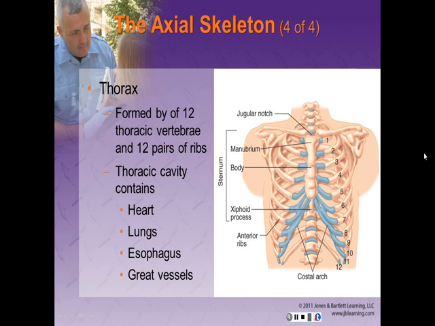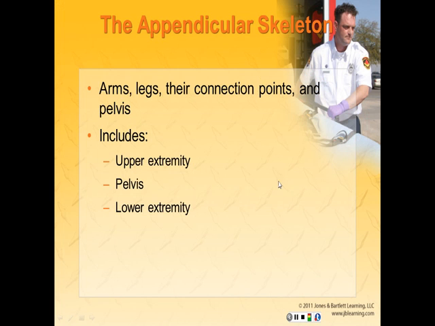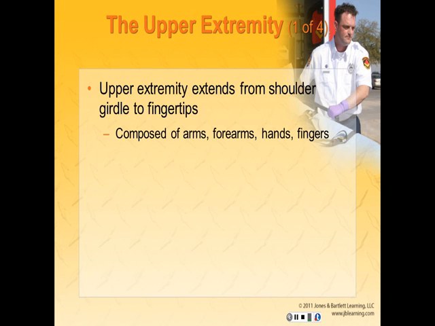The next section is the appendicular skeleton, which consists of the arms, the legs, their connection points, and the pelvis. It includes the upper extremities, the pelvis, and lower extremities. Your upper extremity extends from your shoulder girdle to your fingertips. It is composed of arms, forearms, hands, and fingers.